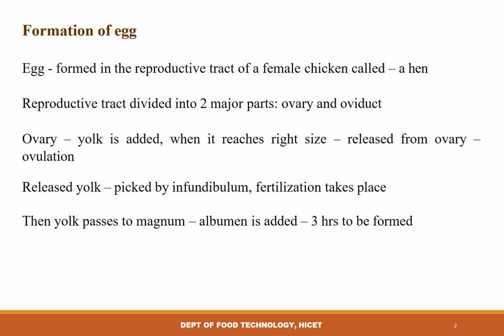Then the yolk passes to the magnum region. That is the second region. After the infundibulum region, the magnum region is the second region, where albumin is formed, that is egg white. Egg white is formed and it takes around 3 hours.